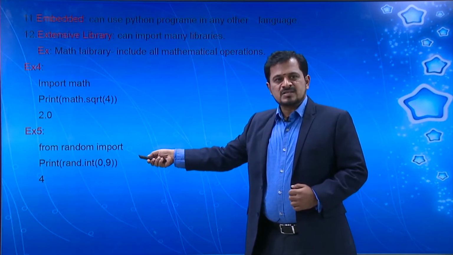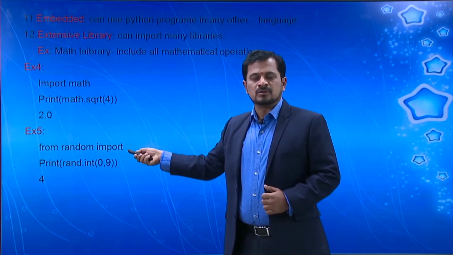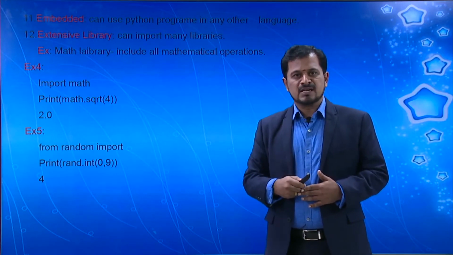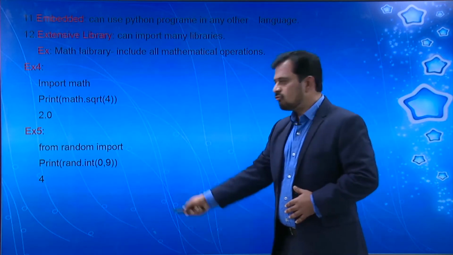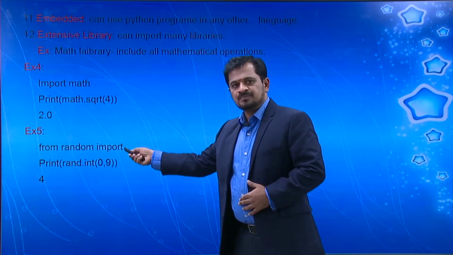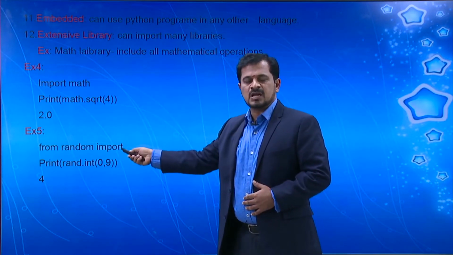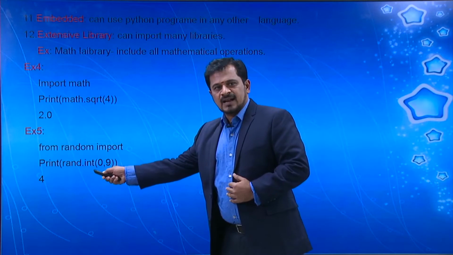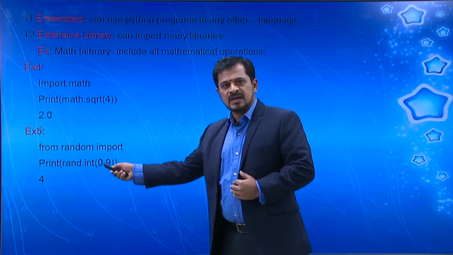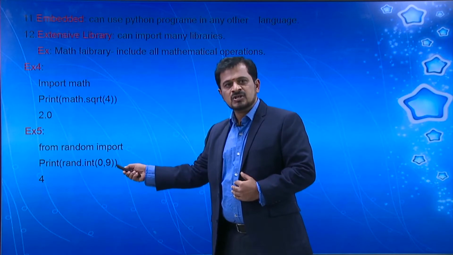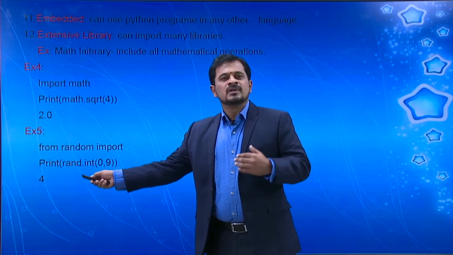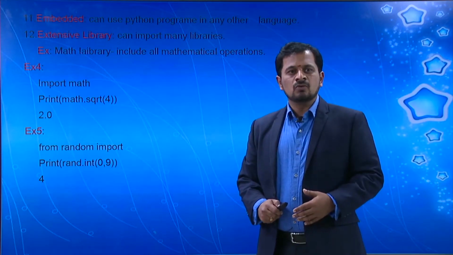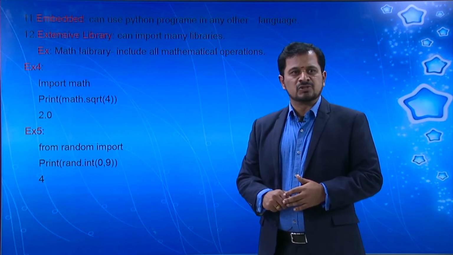In the next program you can see that from the random library I import, because I want to generate random numbers. So from random import, and then automatically the random number generation functionality will be called inside your Python program. Now we can write print rand dot integer open bracket 0 to 9, that is going to be the range. Automatically it may give 4. Next time when I run, maybe a 6, maybe an 8, maybe a 2. This is how the extensive library functions will be there.